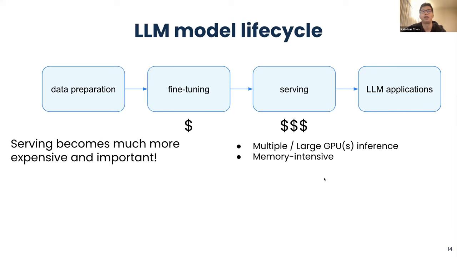Then it becomes very expensive because one GPU is not enough to serve the model. Take Llama 2 70B. Typically for serving, we use FP16, which is 2 bytes for each parameter. So Llama 2 70B requires at least 140 gigabytes of GPU memory to serve the model. It moved from the computation bottleneck to the memory bottleneck, so the application will be very different.